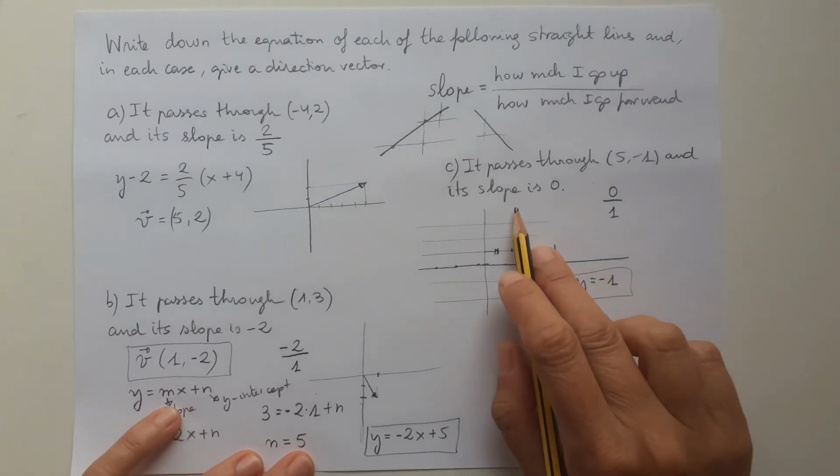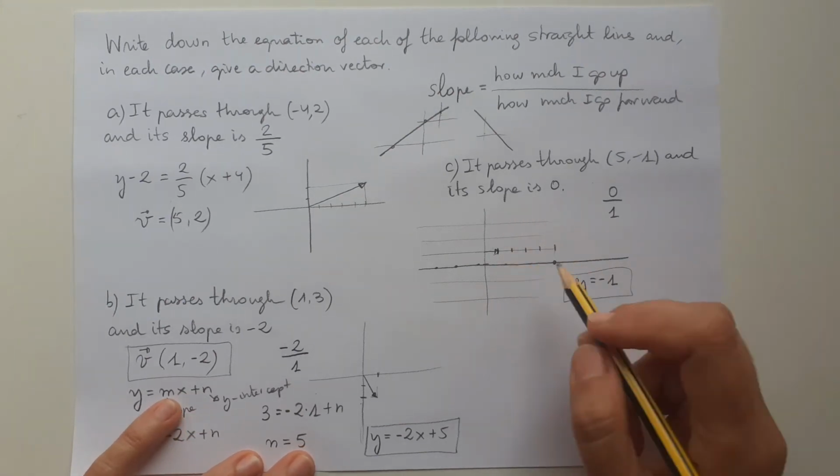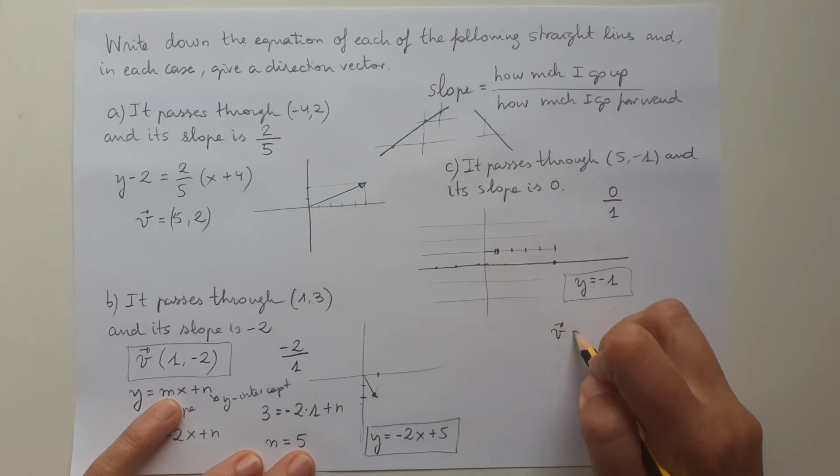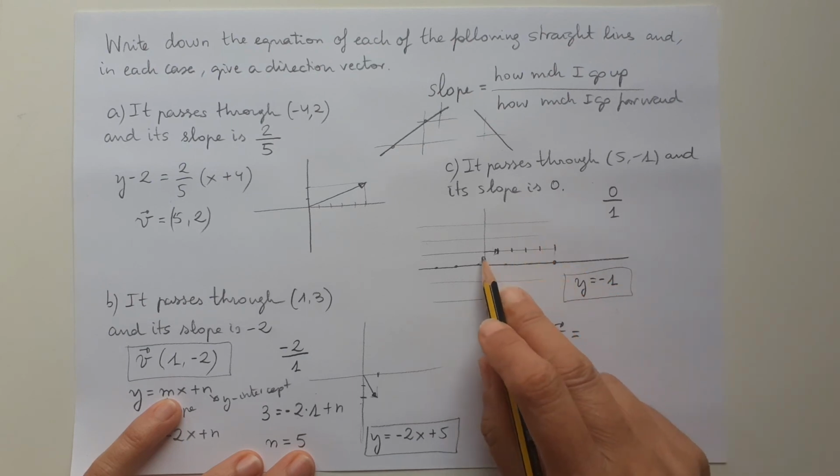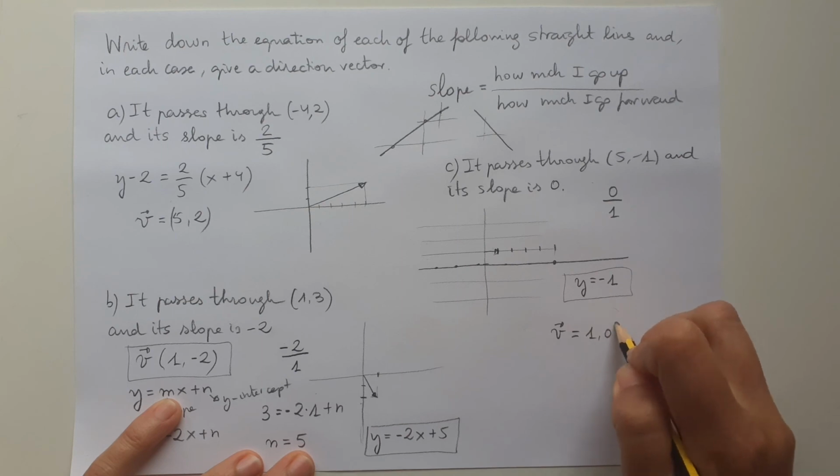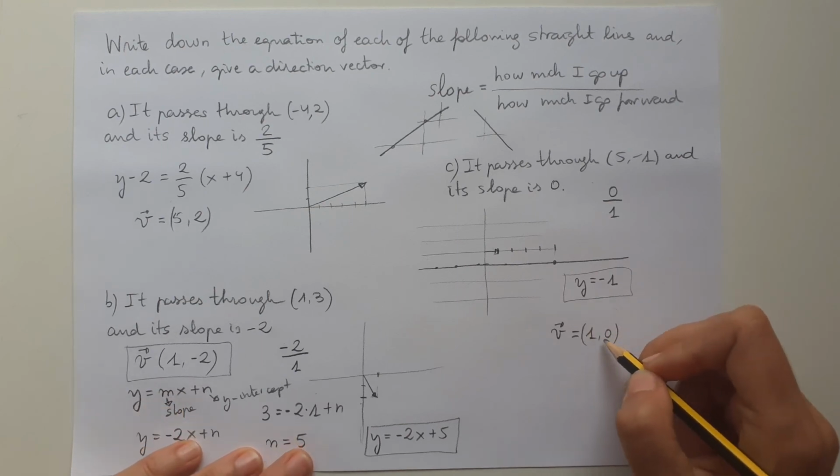And the direction vector of this line could be, for example, this one that we drew before. That would be 1, 0, or 5, 0, or any number, 0.